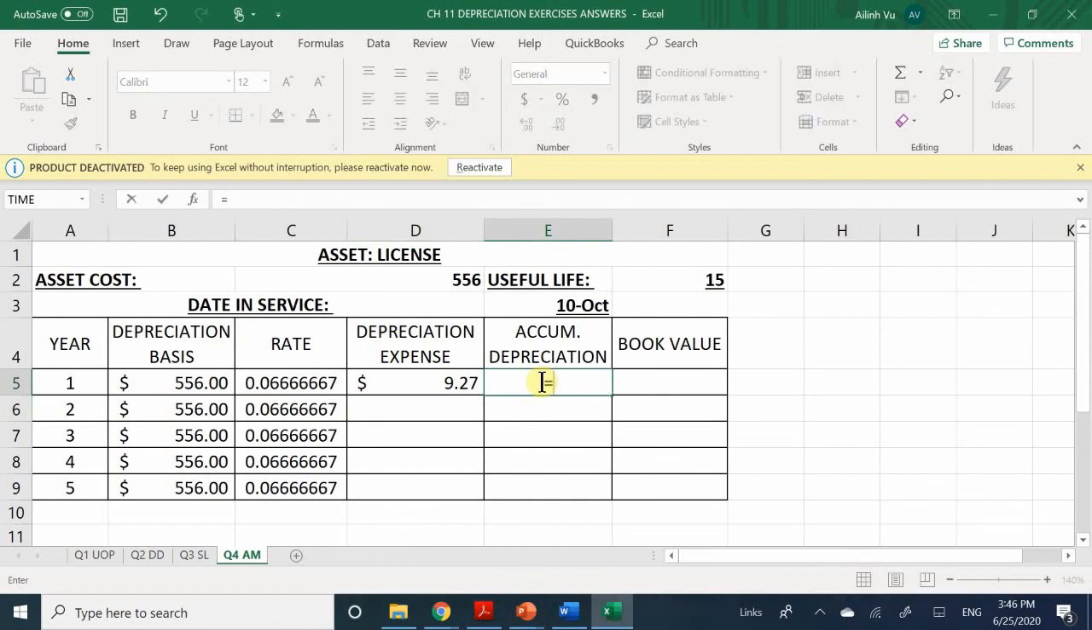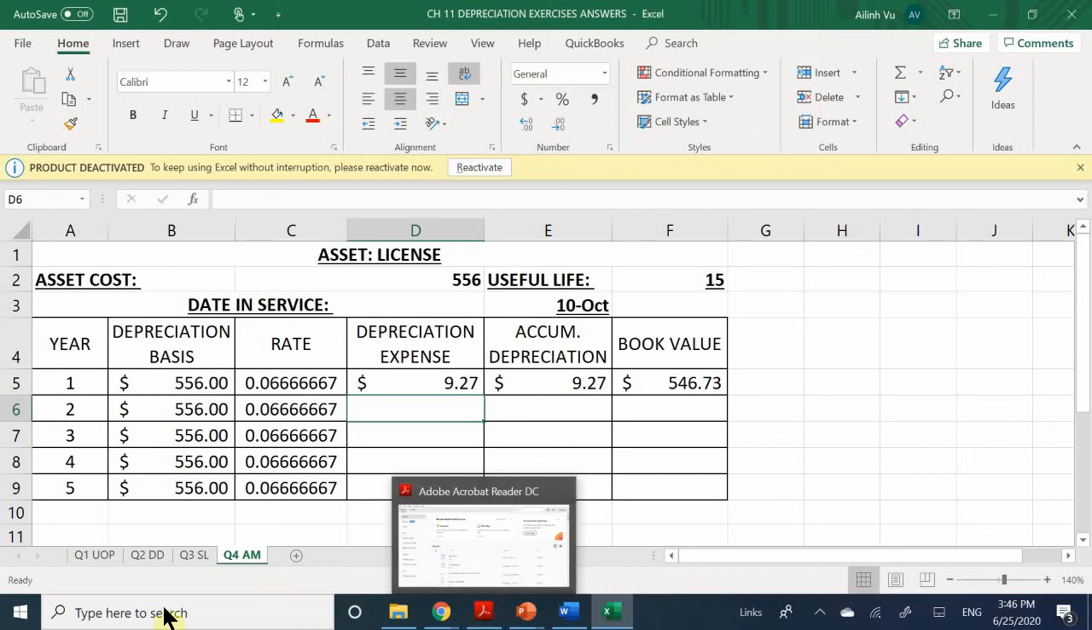All right. Okay. So again, we're going to depreciate it for $9.27. So what is my total book value now? It's going to be 546.73. Correct. Okay, and I'm going to absolute my cell real quick.